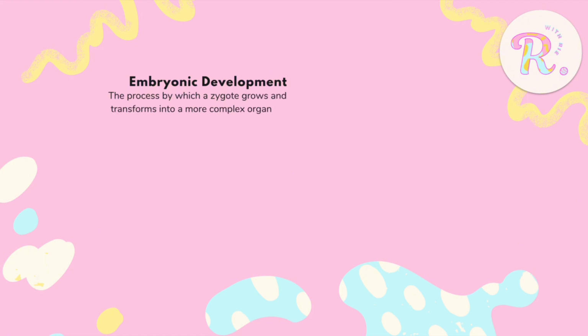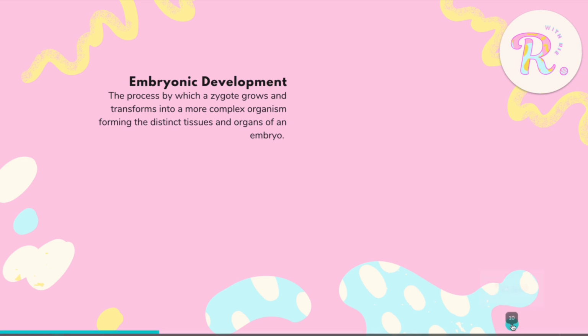So, embryonic development is actually the complex biological process by which a fertilized egg, otherwise known as your zygote, right? Egg cell plus sperm cell, fertilized egg, zygote. Okay, so this is the process in which the fertilized egg would grow and transform into a more complex organism through processes such as your cell division, migration, and differentiation, forming the distinct tissues and organs of an embryo. Okay, so iisa lang yan sila ha, yung ating zygote at embryo. Different stages lang of the development.